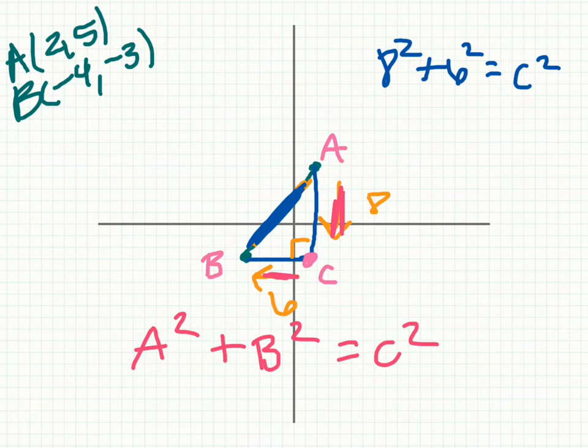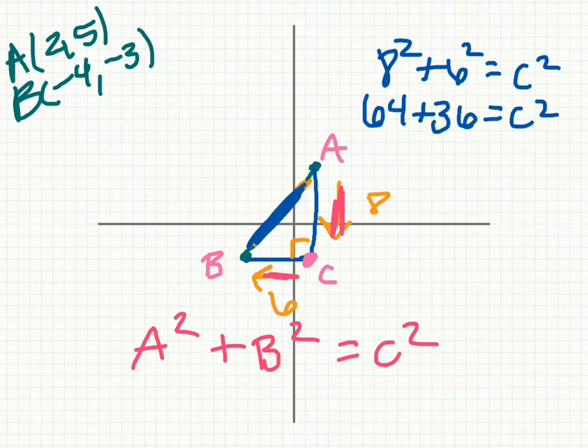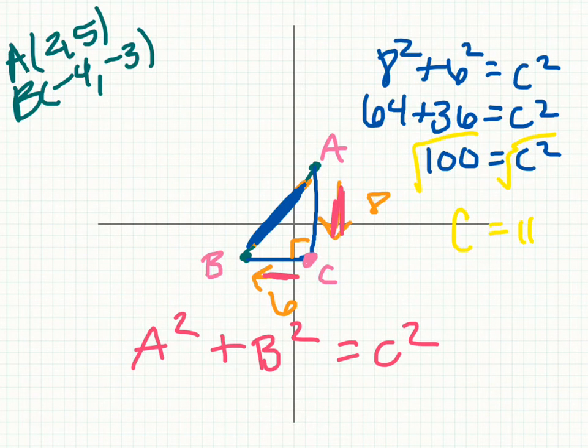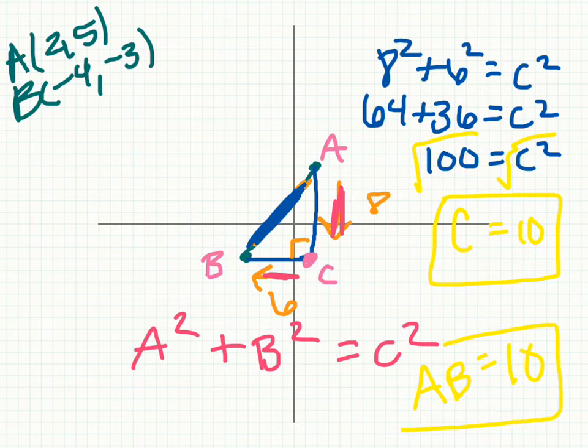Well, 8 squared is 64, 6 squared is 36, 64 plus 36 is 100. All you have to do is take the square root of both sides, and the square root of 100 is 10. So AB, the length of AB, is 10. And there you go.